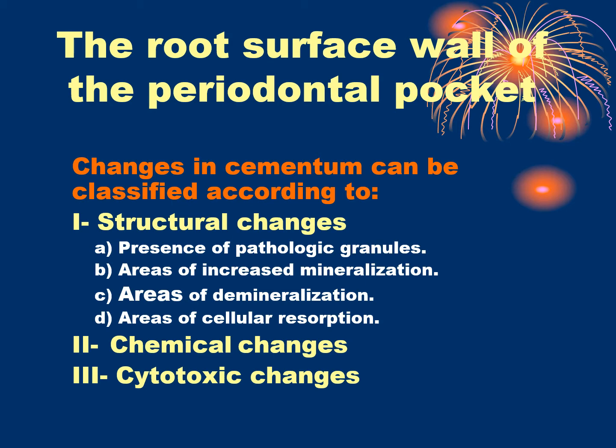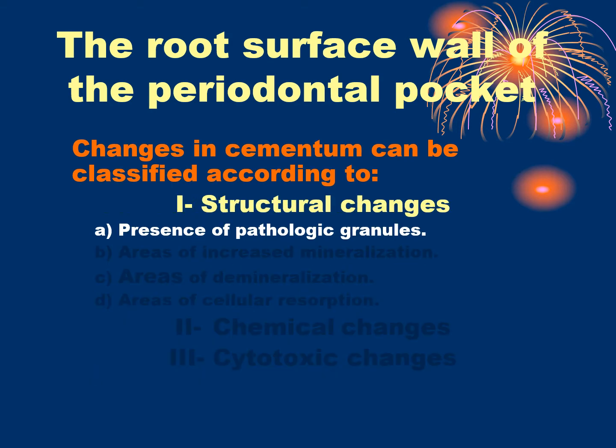Regarding the structural changes, they are found in the form of the presence of pathologic granules, areas of increased mineralization, areas of demineralization, and areas of cellular resorption. The presence of pathologic granules has been observed with optical and electron microscopy and may represent areas of collagen degeneration or areas where collagen fibrils have not been fully mineralized.